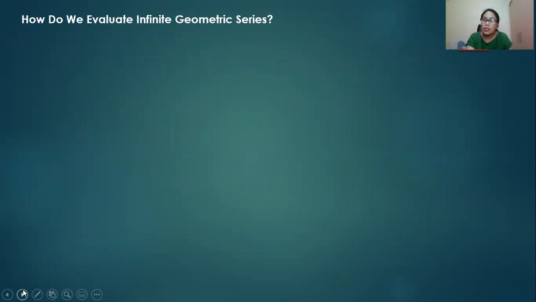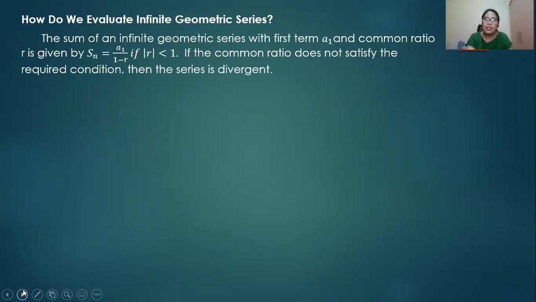So how do we evaluate an infinite geometric series this time? The sum of an infinite geometric series with first term a sub 1 and common ratio r is given by this formula. But there's a restriction that the absolute value of r is less than 1 only. Now, if the common ratio does not satisfy this required condition, then the series is divergent, meaning we cannot evaluate the sum of this infinite geometric series. So we can solve for the sum of an infinite geometric series if the absolute value of the common ratio is less than 1. And we can solve this by considering this formula.